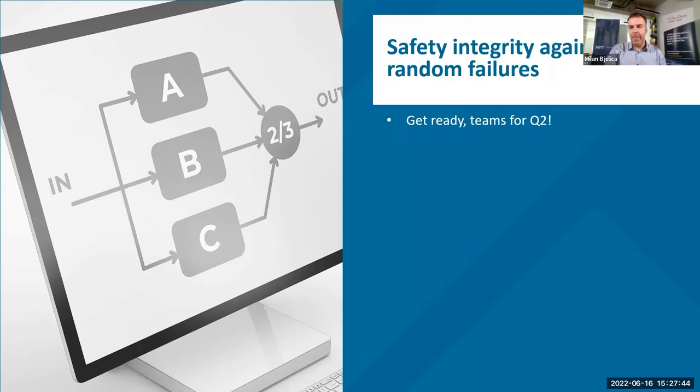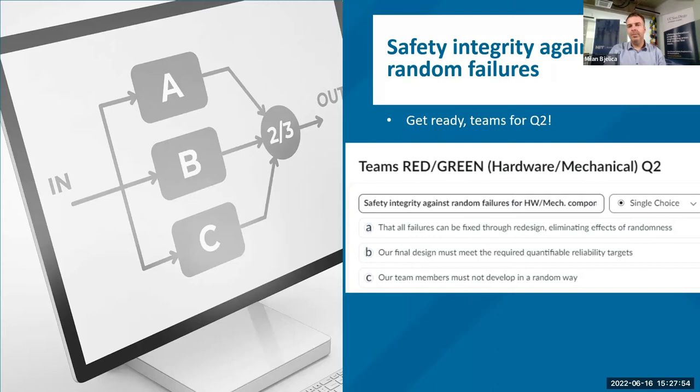Okay. Let's see. So what do you think? Safety integrity against random failures. Nobody would dare. Okay. Somebody still wants to participate. Let's wait a bit. Okay, let's end it here.